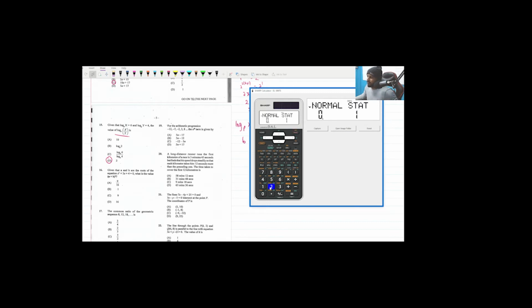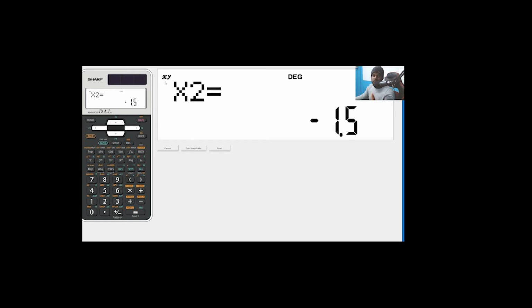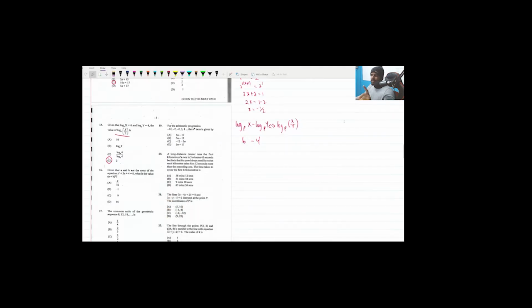A is 1, b is 3, and c is 4. So negative. This equation yields imaginary roots. How do I know it's imaginary roots? On a calculator, you see this xy on top here? That xy is an indication that this x2 is an imaginary number, and this x1 is also an imaginary number. So I cannot calculate the solutions to this quadratic, which is smart on CSEC's behalf. Good job, CSEC.